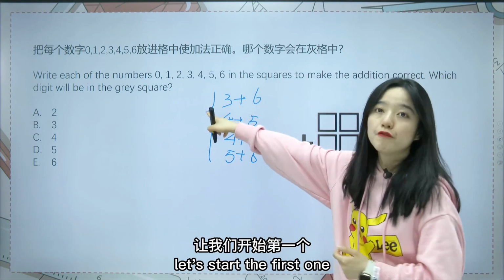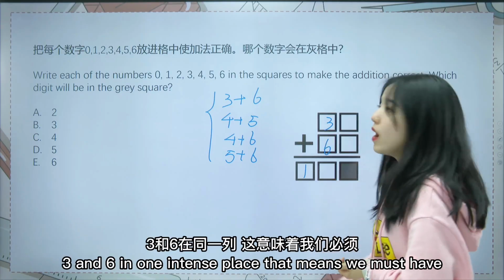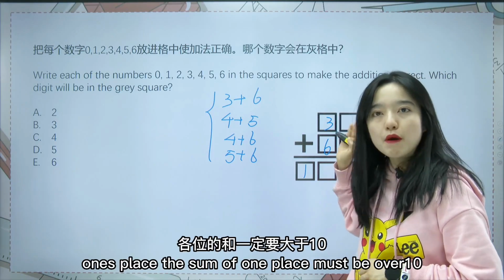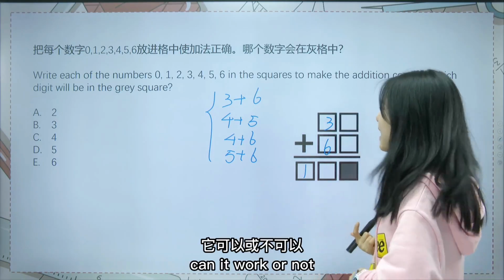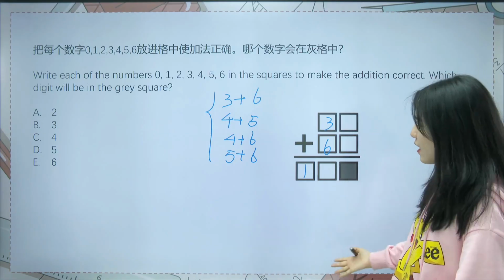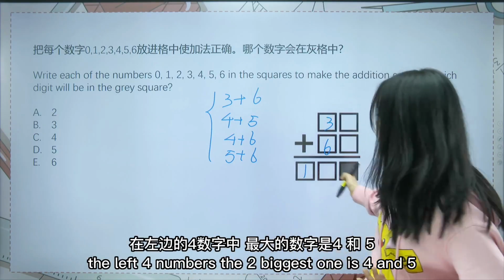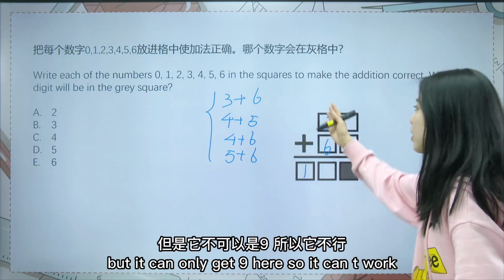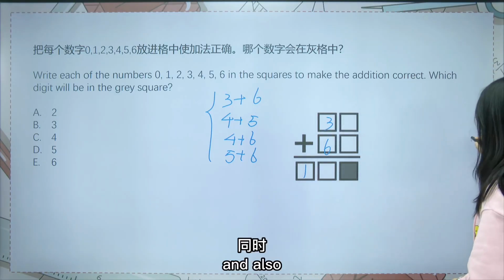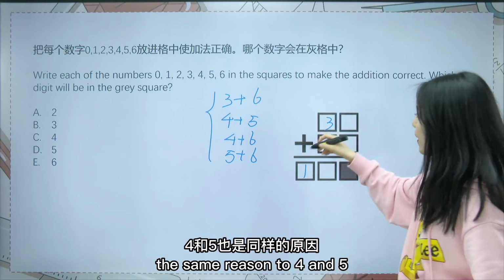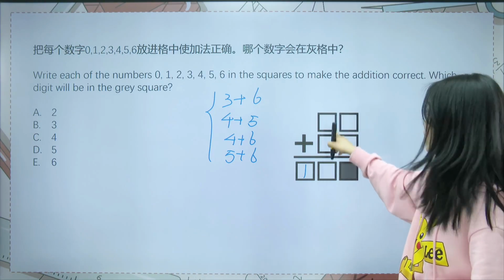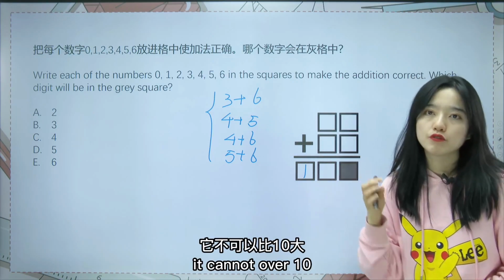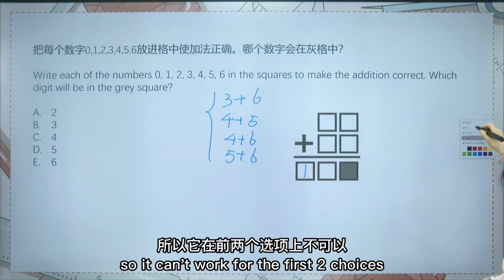Let's start with the first one, 3 and 6 in the tens place. That means the sum of the ones place must be over 10. Can it work or not? With the left 4 numbers, the two biggest are 4 and 5, but they can only get 9 here, so it can't work. For the same reason with 3 and 5: if I put 4 and 6 here, the remaining two biggest numbers are 3 plus 2. It cannot be over 10, so it can't work for the first two choices.